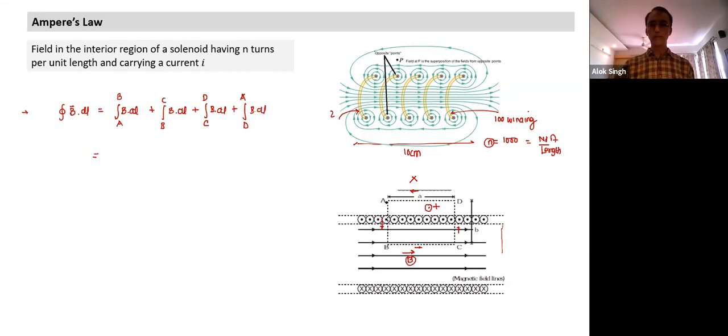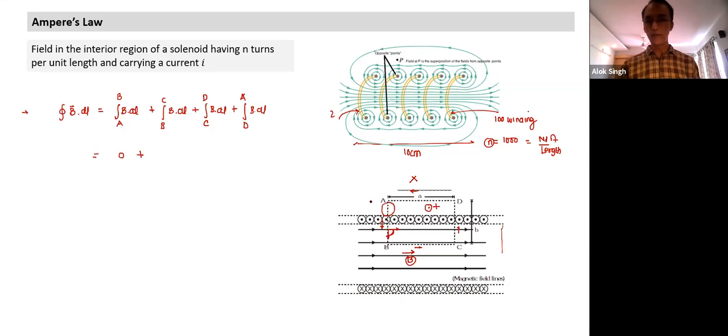Okay. So what is B dot dl here between A to B? First of all, in this part there's no field, so B dot dl is 0. But when it comes inside the solenoid, what is B dot dl? dl is in this direction, B is in the perpendicular direction, so the angle between them is 90, and B dot dl is 0. Outside there's no field, and inside the field is perpendicular to the dl vector. The dl vector is along the side of the Amperian loop.